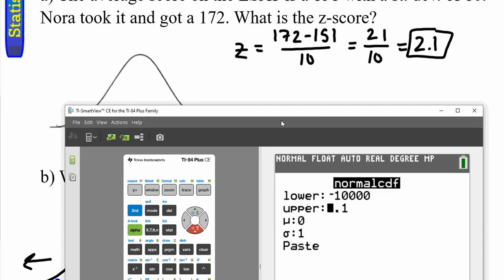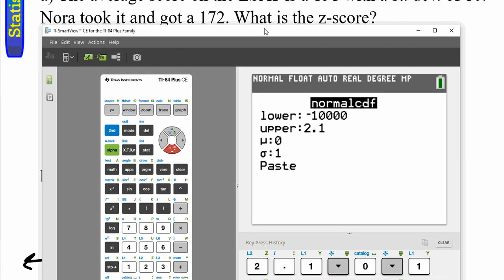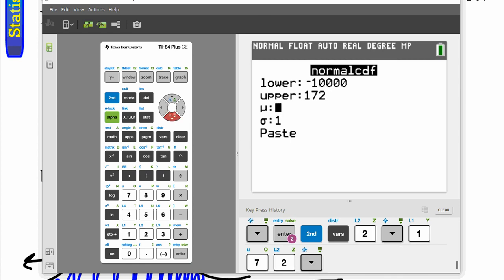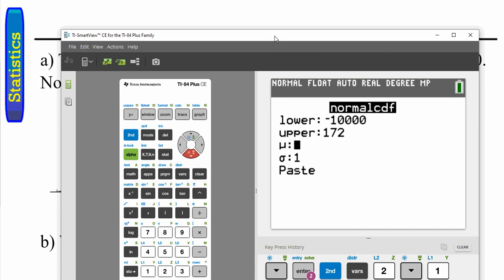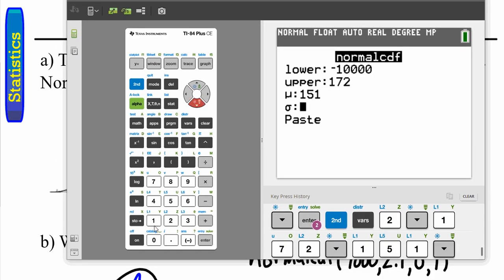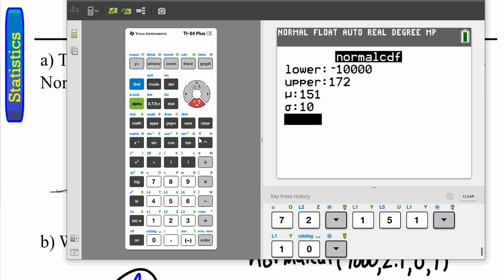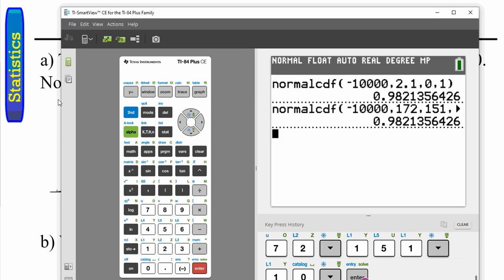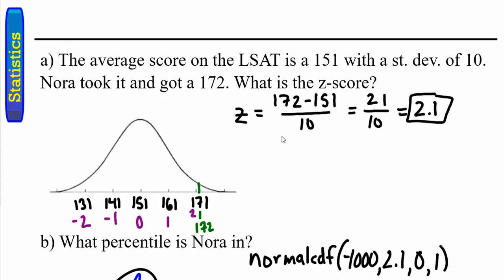Let's use her actual score. Her actual score was a 172. The average score was a 151, and a standard deviation of 10. And if you ran it with that, it's the same thing as converting to a z-score and just using the standard normal. You'll notice you get the exact same thing. So you can either use the z-score or just the original values, but that's what 5.1 was on.